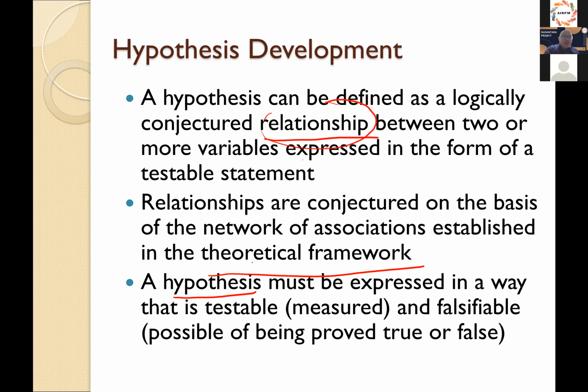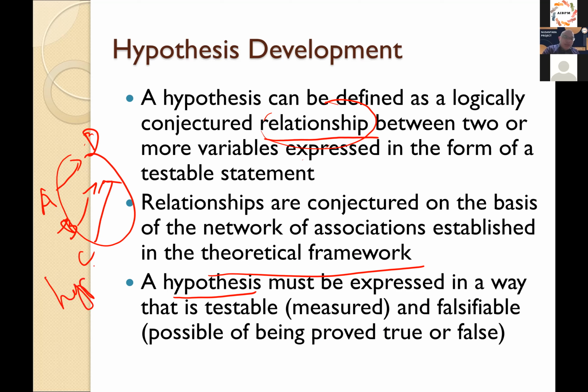From the framework, you can form hypotheses like this. I draw here: A affects donkey, B affects donkey, C affects donkey. So how many arrows? That means how many hypotheses? Here we have 3 hypotheses.